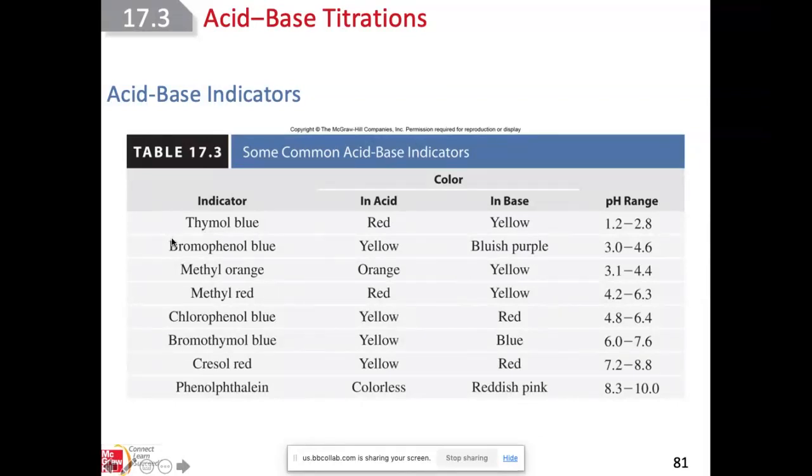Once again, if I have bromophenol blue, prior to pH 3 the color of the indicator is yellow. After 4.6, it's a bluish purple, but the change happens between 3.0 and 4.6. In this range it happens very fast. It's the steepest part. The color change happens very fast.